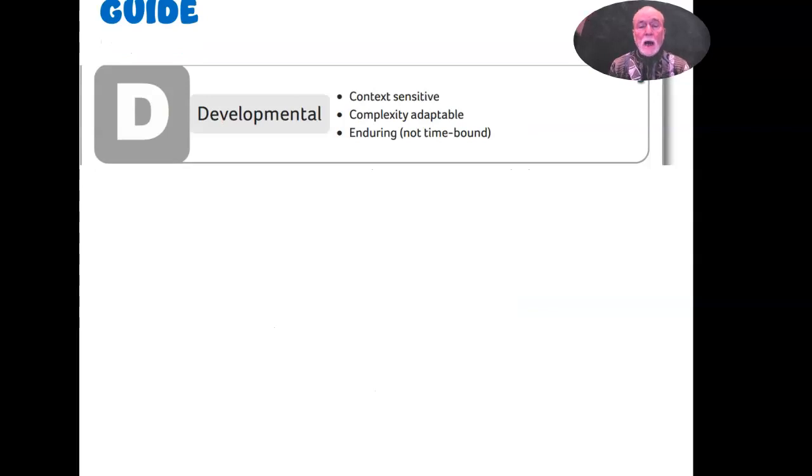The D in GUIDE is for developmental, which means adaptable, that the principle can be applied in different contexts. It can be applied under conditions of complexity, and that it's enduring. SMART goals have a time limit on them. Achieve the goal by such and such a time. Principles don't go out of date. They don't expire. They're enduring.